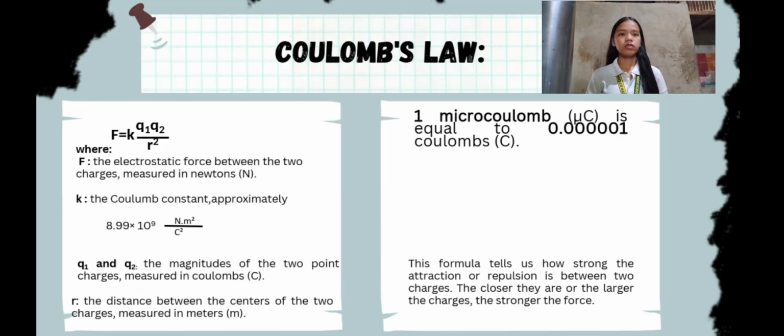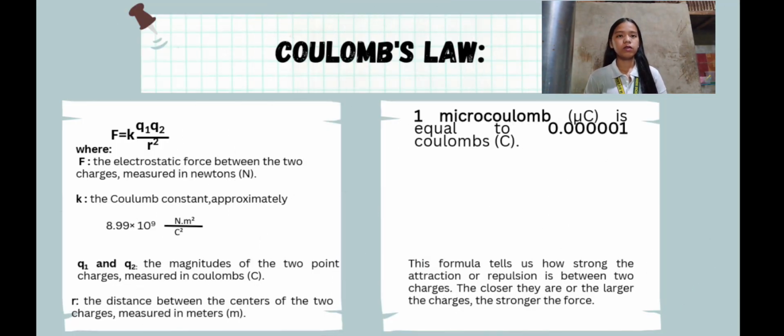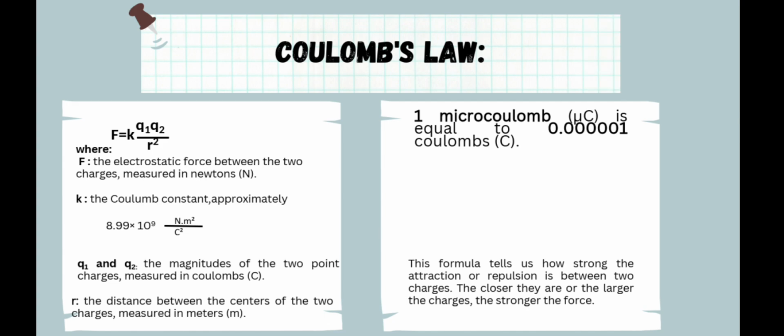Next is Coulomb's law. I know you're already familiar with that formula, which is F equals k times q1 times q2 over r squared.